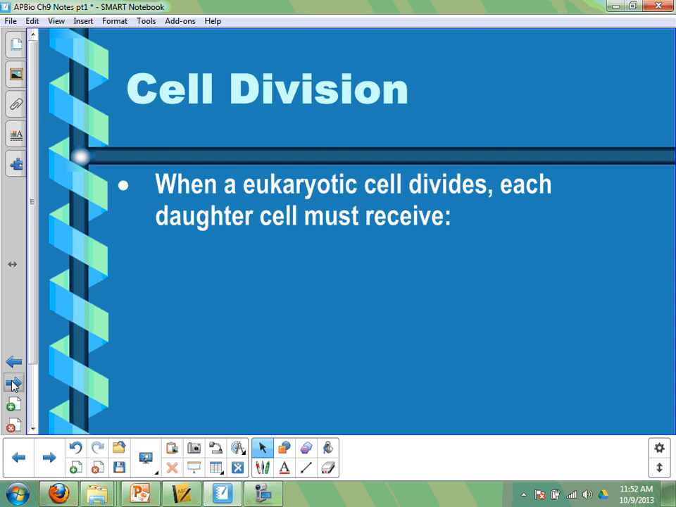So in cell division, we need to remember what's really happening, what the important things are. And we are only going to look at eukaryotic cells. And so we're looking at things like animal cells, plant cells, fungi, protists. And for any of these types of cells, when a cell divides, there are 2 things that the offspring cells, or what we usually call the daughter cells, have to receive. Each cell has to get a complete set of chromosomes, enough genetic information for that cell to be able to carry out any processes that it needs to.